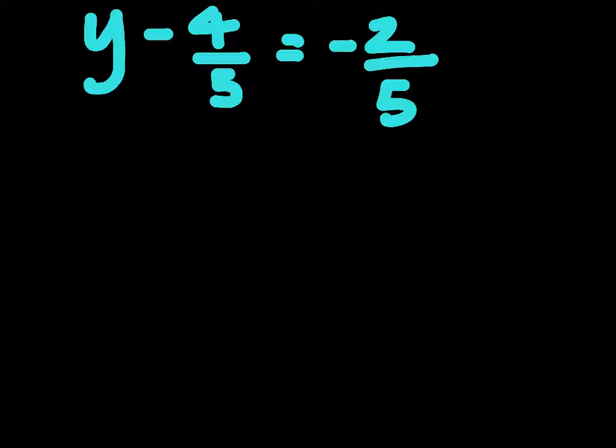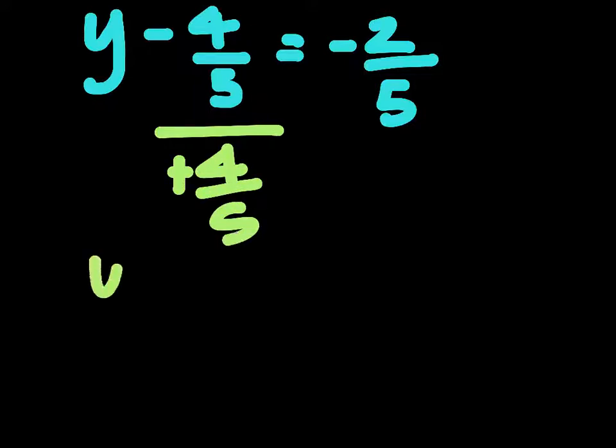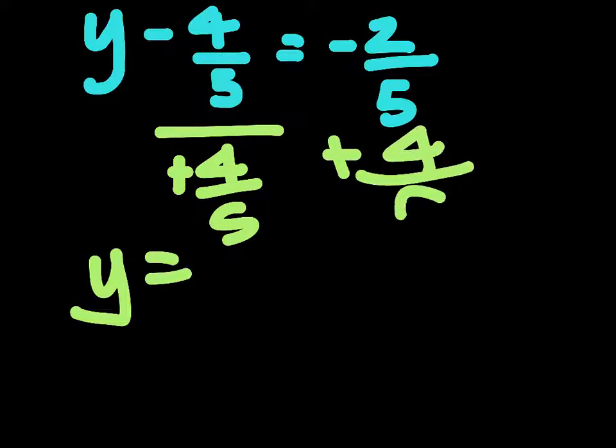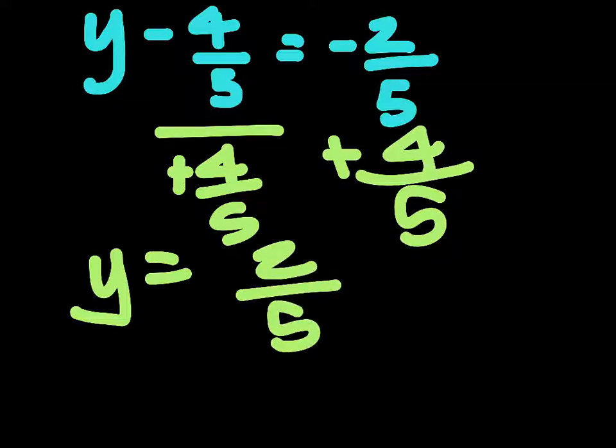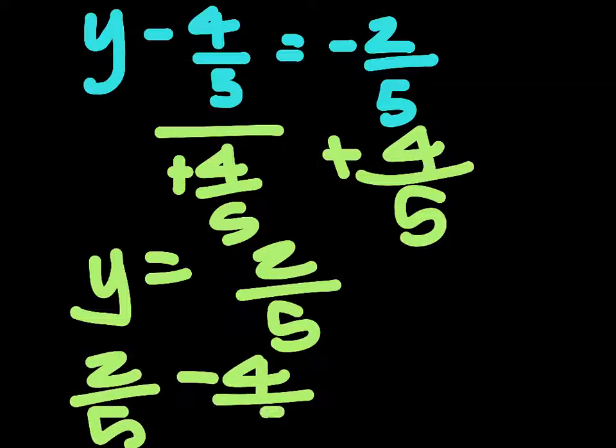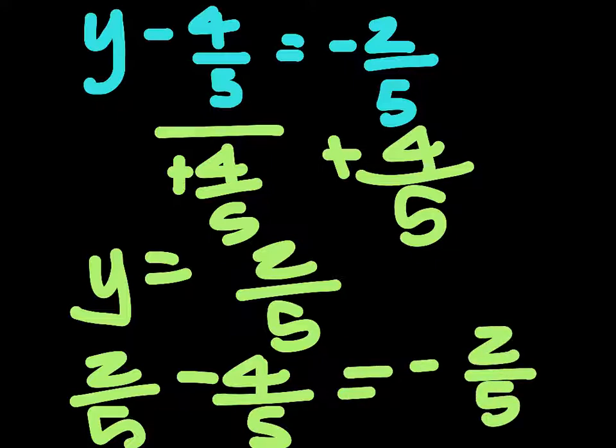Alright, so first thing we look at is what we're going to be working with. And we want to get y alone, so we have to do the opposite, which would be adding 4 over 5. So now we would have to add 4 over 5 over here. Okay? So the answer would be y equals 2 over 5. Okay? So let's check. 2 over 5 minus 4 over 5 equals negative 2 over 5. Does that check? Yep.